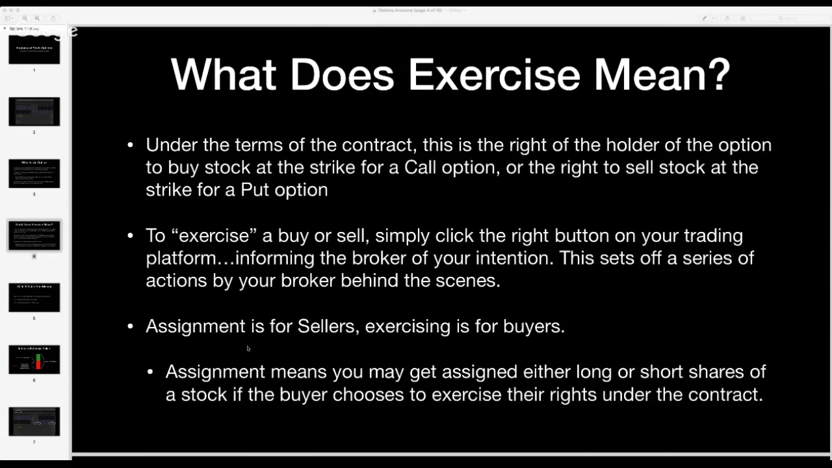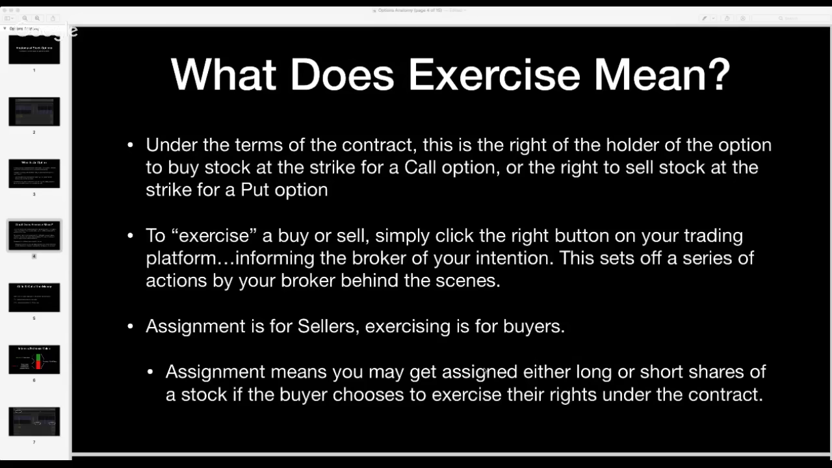Now, some of you may have heard of the term assignment. What does assignment mean? Assignment is only for people who sell options. Exercising is for buyers. So buyers exercise their contract. Sellers can get assigned stock based on what the buyer does. So you can be on either side of either buying or selling a stock option.